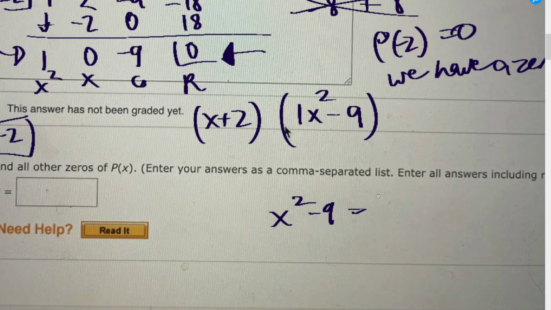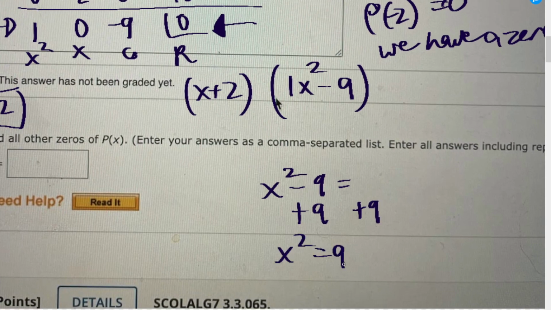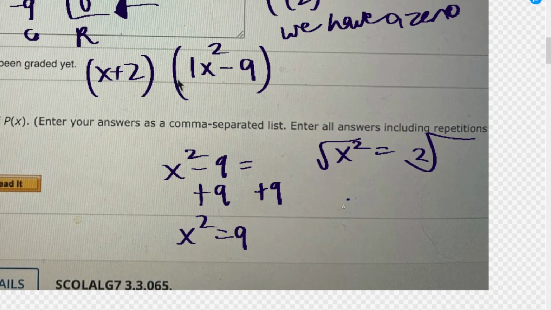We want to find the zeros of this. There are a few ways to go about it, and we'll learn a more in-depth version in class tomorrow, where we use synthetic division to continue. But in this example, what's easiest is to add 9 to both sides. We get x squared equals +9. To get x by itself, we take the square root of both sides, and when taking the square root we need the plus or minus. So it's plus or minus 3, because the square root of 9 is 3.